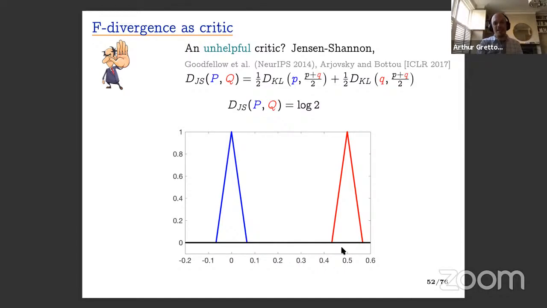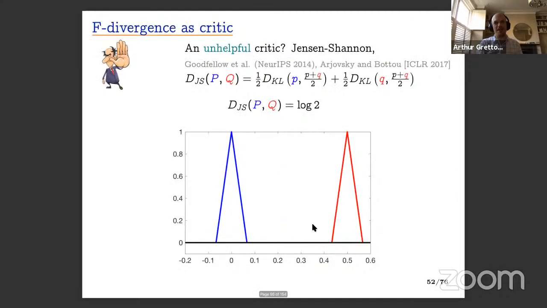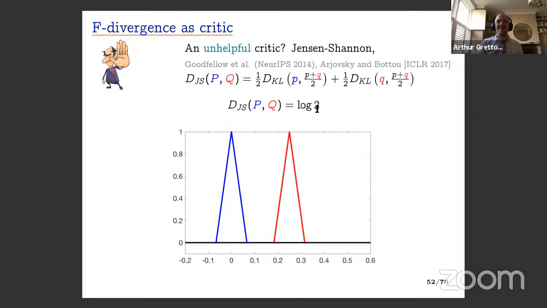Okay. Now, let's say that my red is the distribution of samples that my student is producing, and the blue is the reference. Let's say now that my student has improved. My student started here, and now my student is getting closer to the target. Unfortunately, the Jensen-Shannon hasn't changed at all. Here it's log 2, there it's log 2. And that seems a little bit unfortunate because my student is getting closer to my target, but my teacher is just not telling me that I've got any closer.